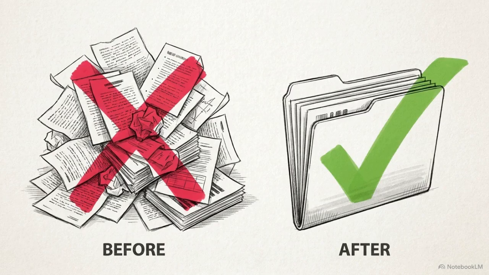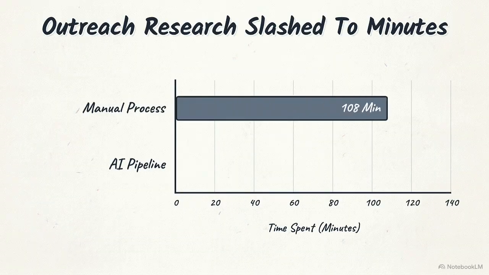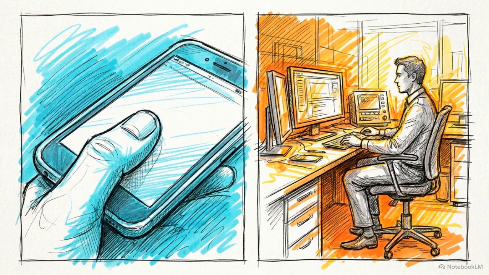Now look at the shift in efficiency. You just built a highly researched, data-backed outreach angle in 5 minutes instead of 2 hours. It is time to stop passively scrolling and start actively engineering your pipeline.